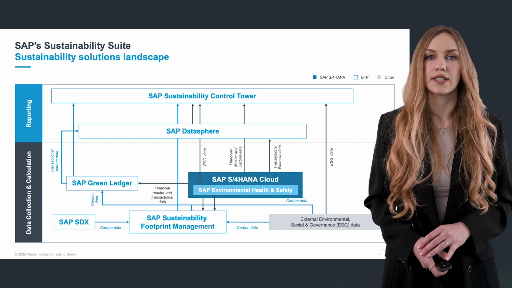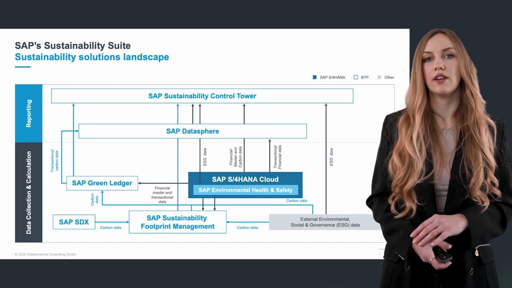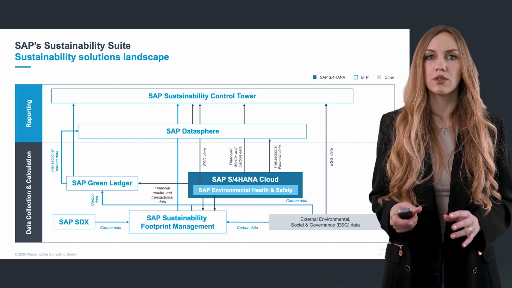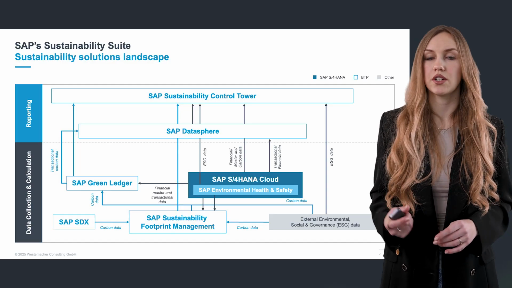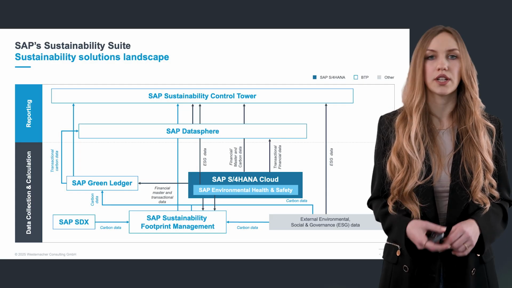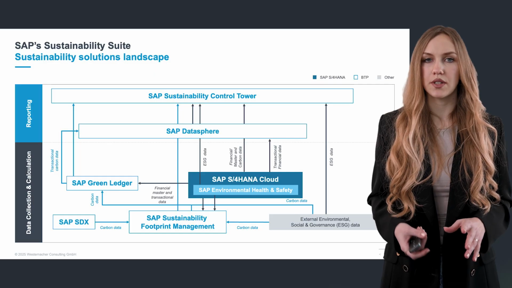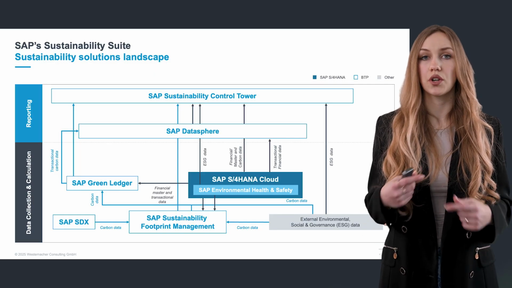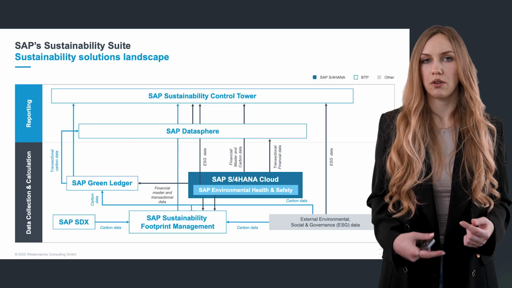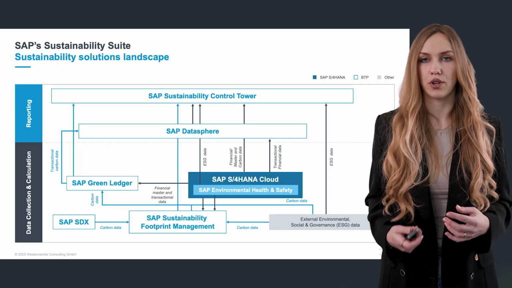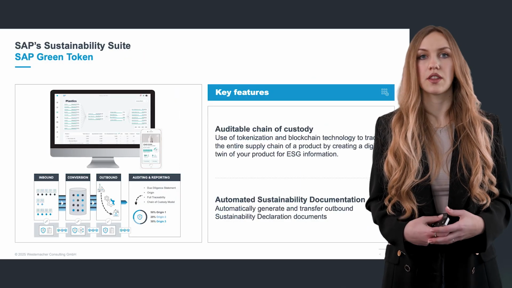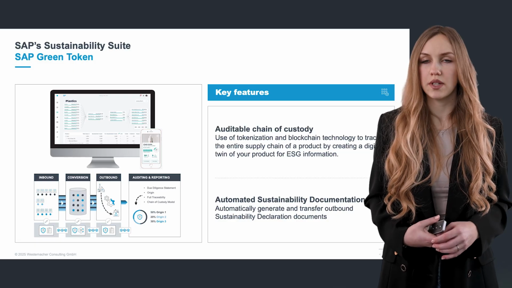In our solution landscape, we have it down here on the left side, and we use this Scope 3 data to calculate our carbon footprint. So this is connected to SAP Sustainability Footprint Management. But keep in mind, this is really our opportunity to connect with our suppliers and our customers. So this is really a network. And the same thing is true for SAP Green Token.